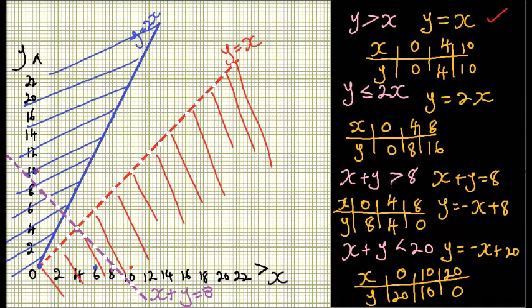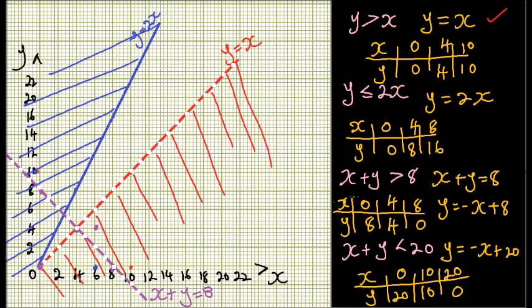So let's take a point 0, 0. You try to pick points which will be easier for you to test which side does not satisfy the inequality. So when you come here, 0 plus 0 is 0. Is 0 greater than 8? No. So that side does not. Just to confirm, check with another point. For example, we can pick a point like 6, 4.